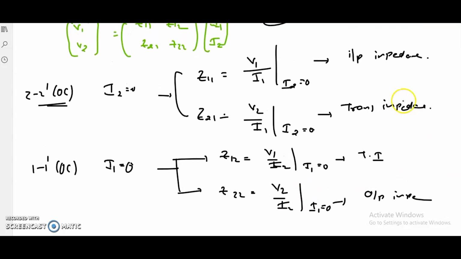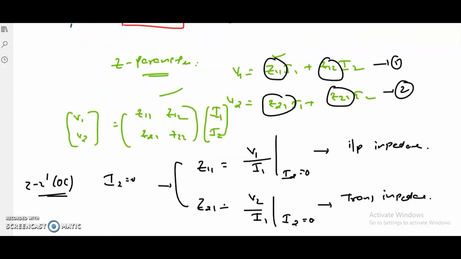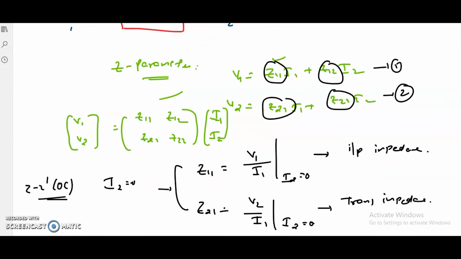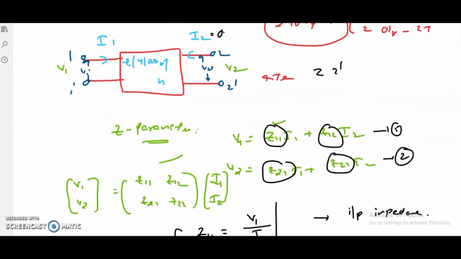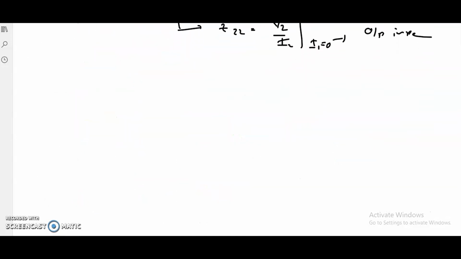So the input impedance and the transfer impedance, that is Z11 and Z21, both these two we will get if you open circuit the output port, and Z12 and Z22, both these two we will get when I1 is equal to 0. That means the input port has to be open circuited. So it is the concept regarding the Z parameters, and in detail you will come to know the concept at the time of doing the problems.